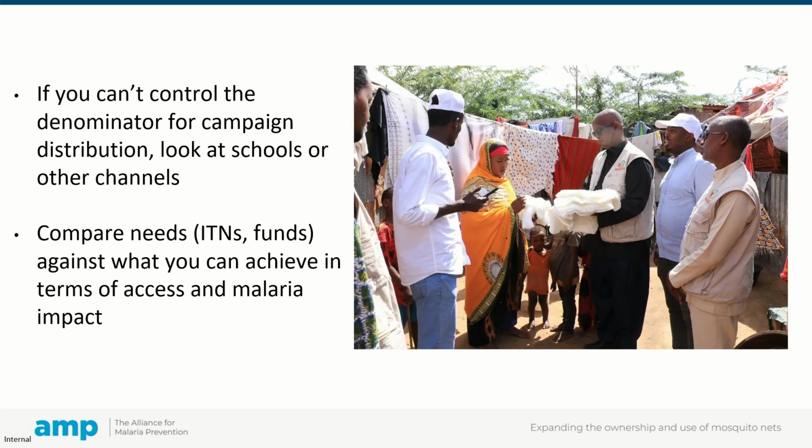So, if you can't control the denominator, maybe you want to look at a different channel. So schools have a much cleaner denominator. Maybe that's a better way for you to go. But you're going to need to compare the needs, so your ITNs and your funds, against what you can achieve in terms of access and impact.